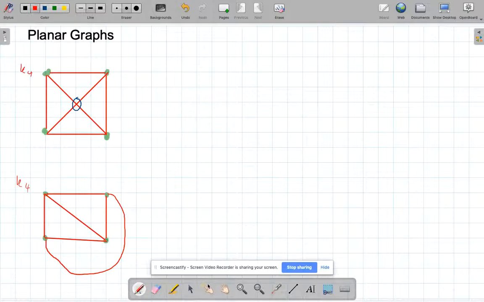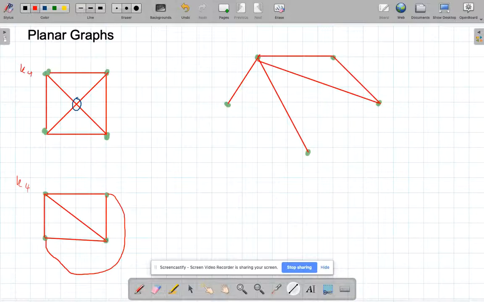So let's look at K5. Let's see if we can do K5 as a planar representation. So I need 5 vertices. We'll put them nice and spread out. And we'll try and join up some of these vertices. So from the first one, that's quite easy. I can join up all of these. And I don't have any crossing. I can join that to there.